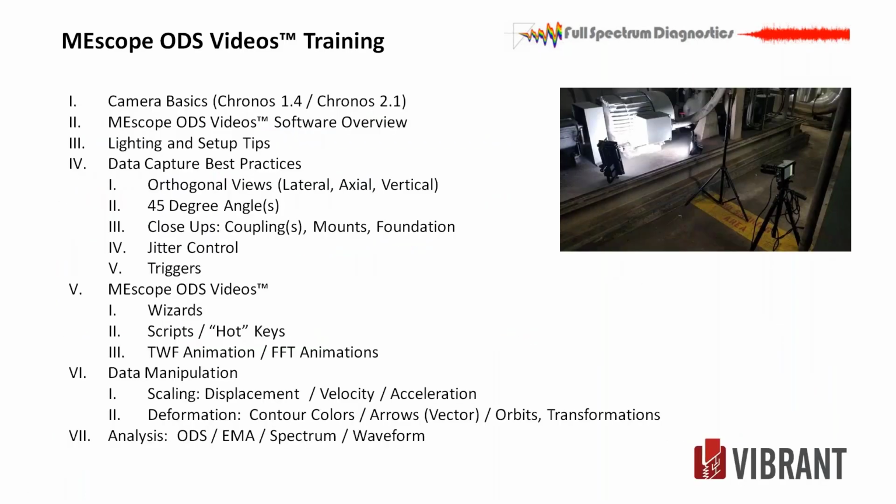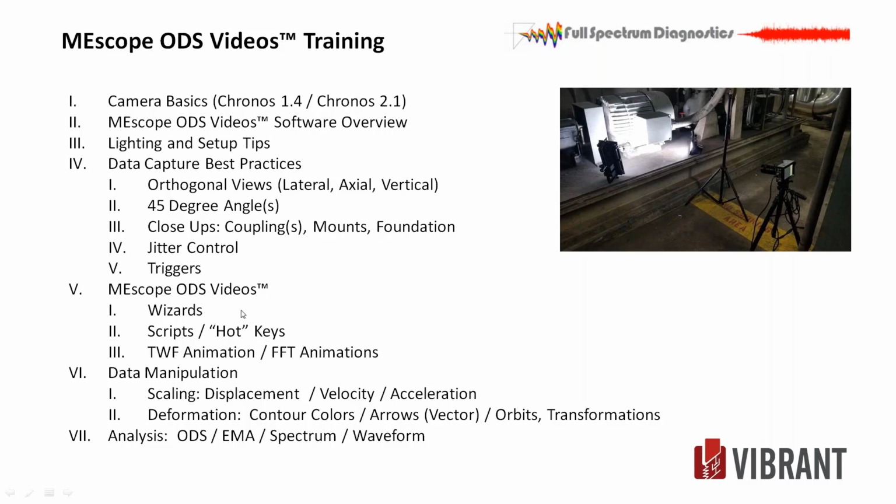In the training section, we will come to your plant. We can come to you, and pricing's per person. We'll give you camera basics, show you how one of those cameras, the 1.4 or 2.1, works. We're going to do some ODS software overview, lighting setup tips, data capture best processes, and then we're going to go through the wizard. We're going to make videos.